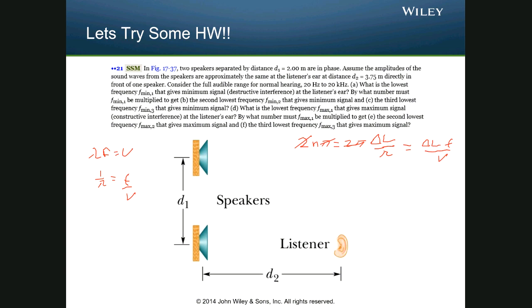And then from here, you should be able to solve for F. F equals nV over delta L. And that should do it, right? Using all the same stuff we did last time. So that should give you the frequencies, minimum frequencies for constructive interference. Okay? All right. So let's move on.